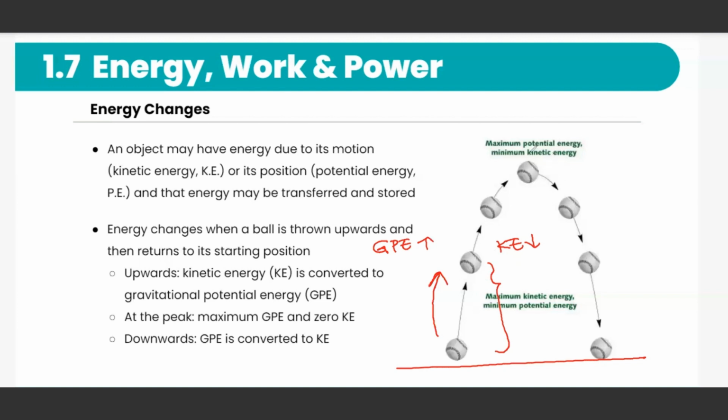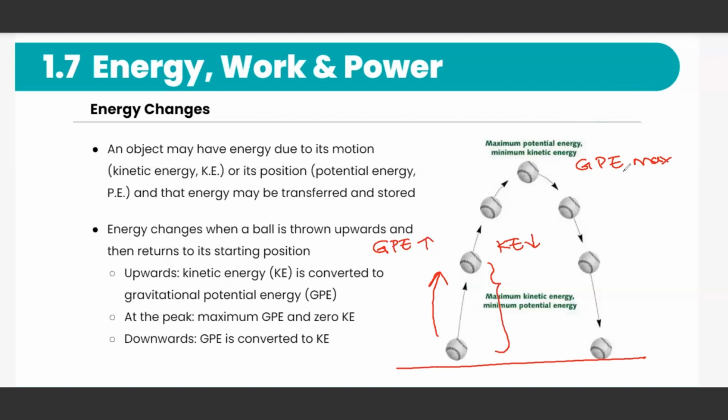Eventually, the ball will reach the maximum height it can go to. And at this point, the gravitational potential energy is at a maximum. And at this moment, the ball will come to a momentary stop, which means there will be no kinetic energy. So there will be minimum kinetic energy at the topmost position, while there is maximum gravitational potential energy.